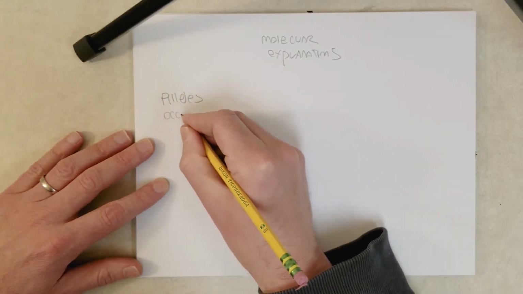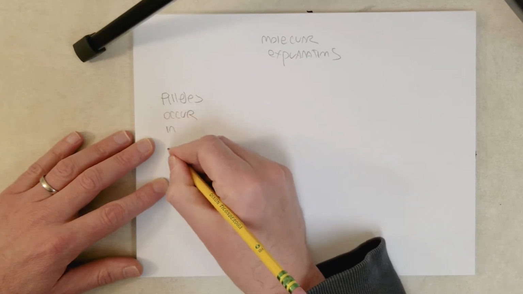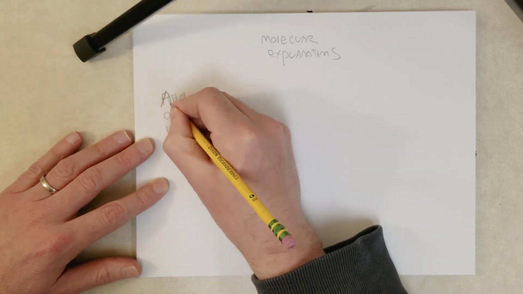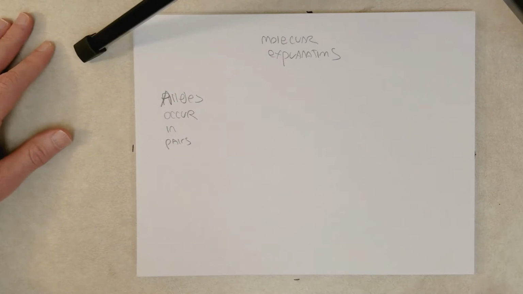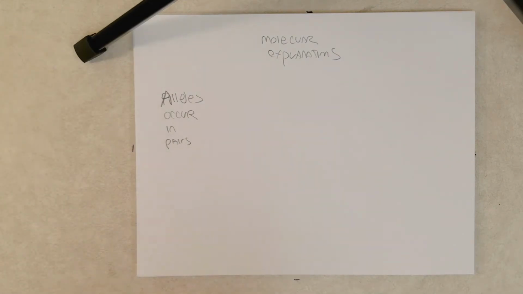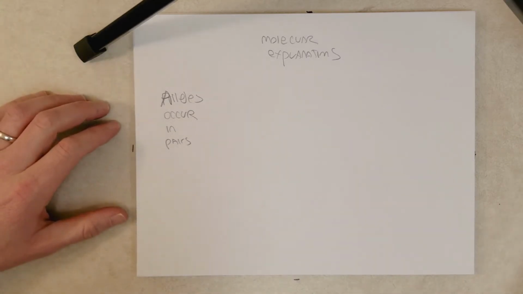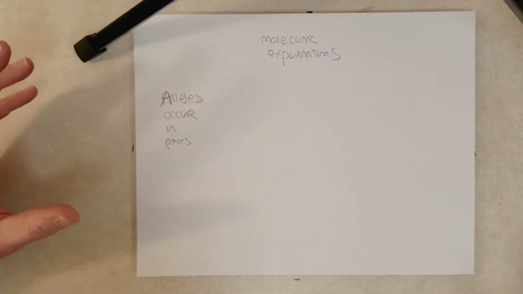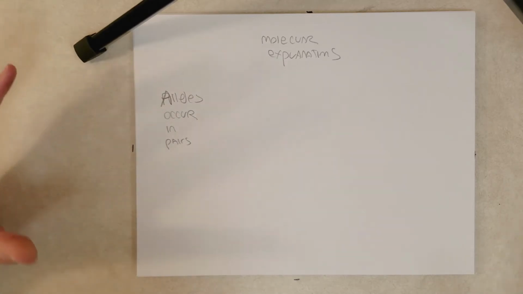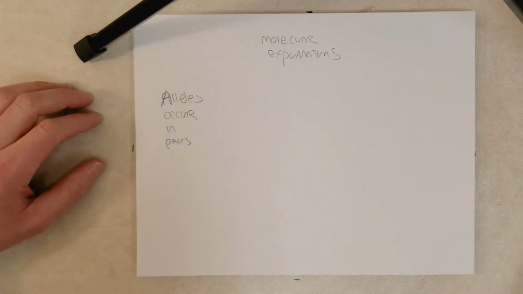Alleles occur in pairs. Okay, so one of the great things about Mendel is he was working before scientists knew what was inside cells. They knew there were cells, but they didn't know about chromosomes, genes, or DNA. So he was working essentially when scientists knew cells exist, but didn't really know what was going on inside them.